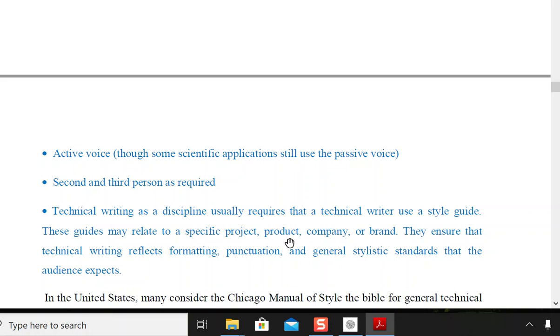Specific projects, products, according to the product, company or brand. So every product, company or brand requires its own specific style and procedure, and report writing format, and the writer has to follow this. They ensure that the technical writing reflects proper formatting. We have already explained it. Proper punctuation. This is a very important point, because most of the people are not well aware of the punctuation, and general stylistic standards that the audience expects. Thank you very much.